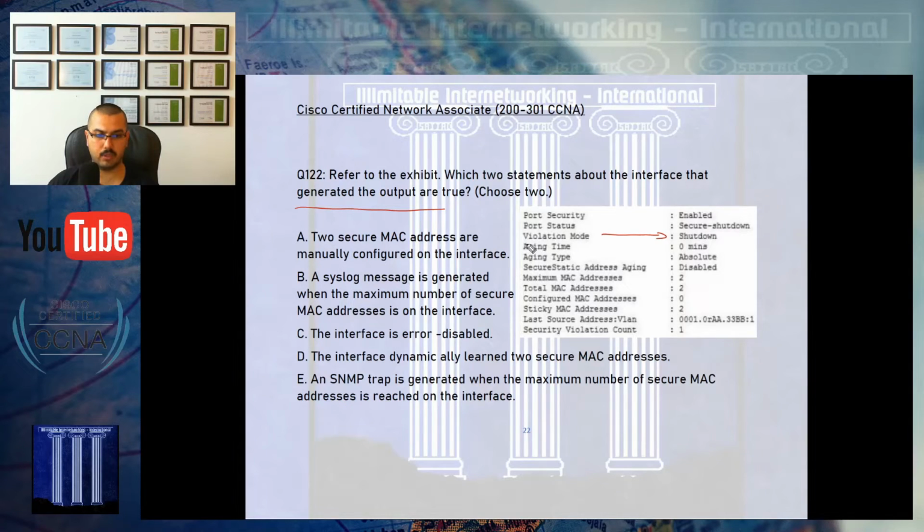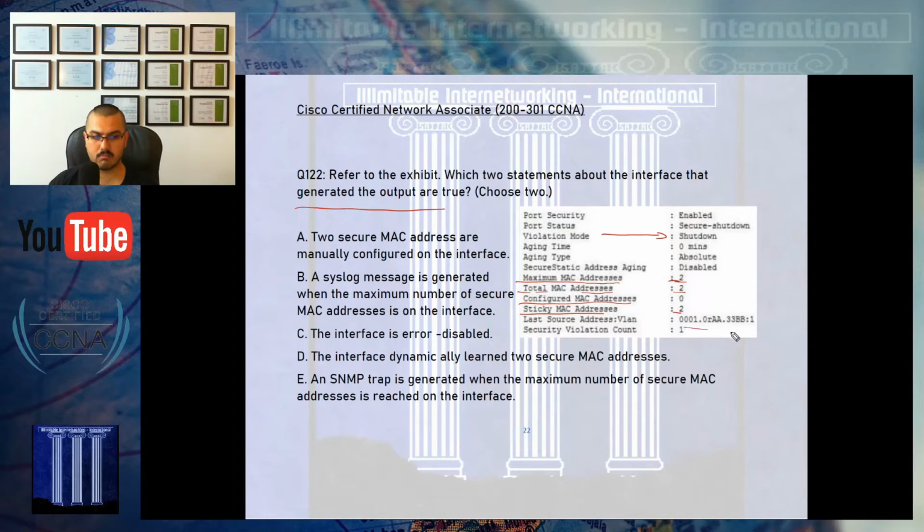We can see, before reading the options, that port security is enabled here and the violation mode is the default, shutdown. You remember there were violation modes: shutdown, restrict, and I believe discard also. Okay, some aging time, aging type, secure static address aging, the maximum MAC addresses accepted is 2. If a third MAC address were to come, the port would shut down. The total right now is 2. There are no configured addresses, but there are 2 sticky MAC addresses, so any third one that comes will cause the port to shut down.